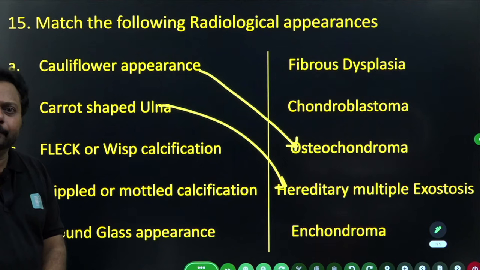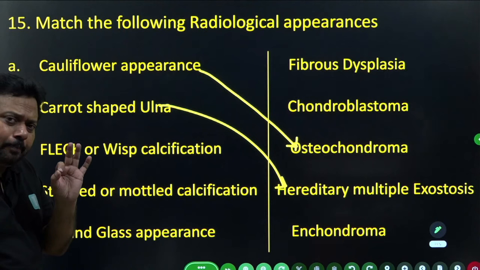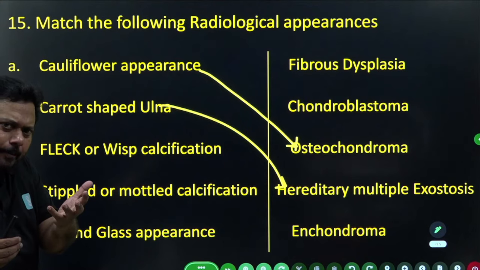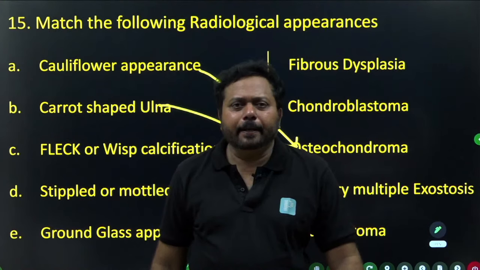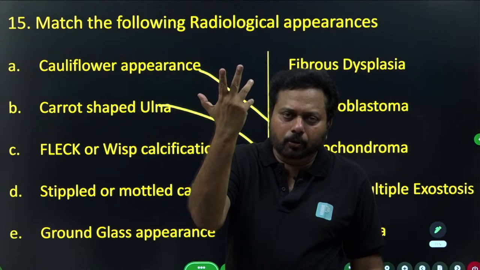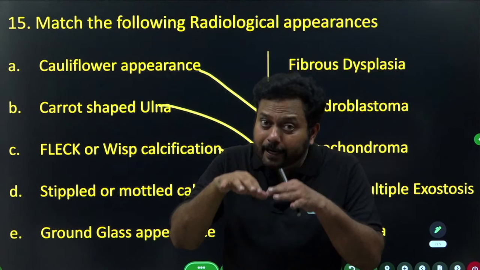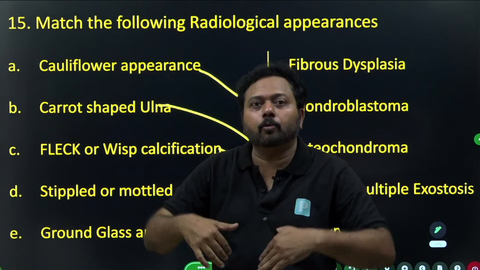Please note this point. Fleck or wisp-like calcification. The diagnosis is enchondroma. You know pretty well enchondroma is a benign bone tumor which affects the cancellous bone, and the most common site is the phalanges, little finger and ring finger. It causes destruction of the cancellous bone. It is inside the bone, not seen outside. That's why: en means inside, exo means outside. Exostosis is protruding out. This is enchondroma, inside the bone.